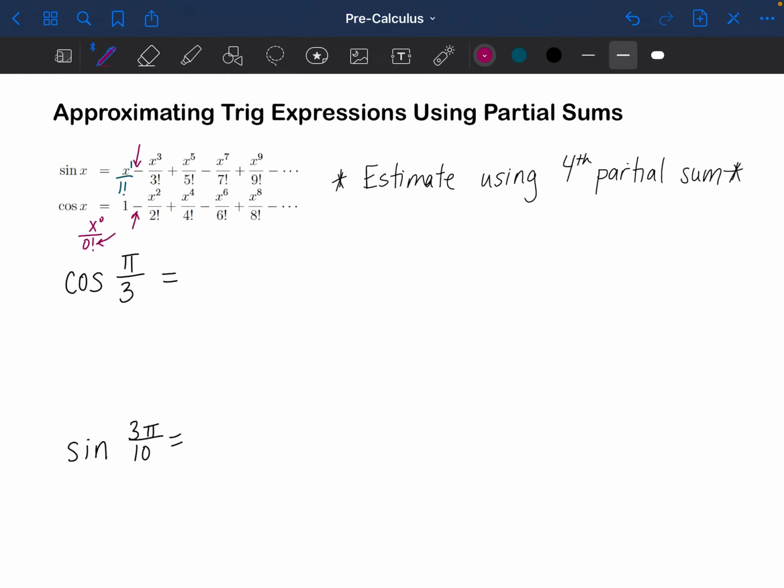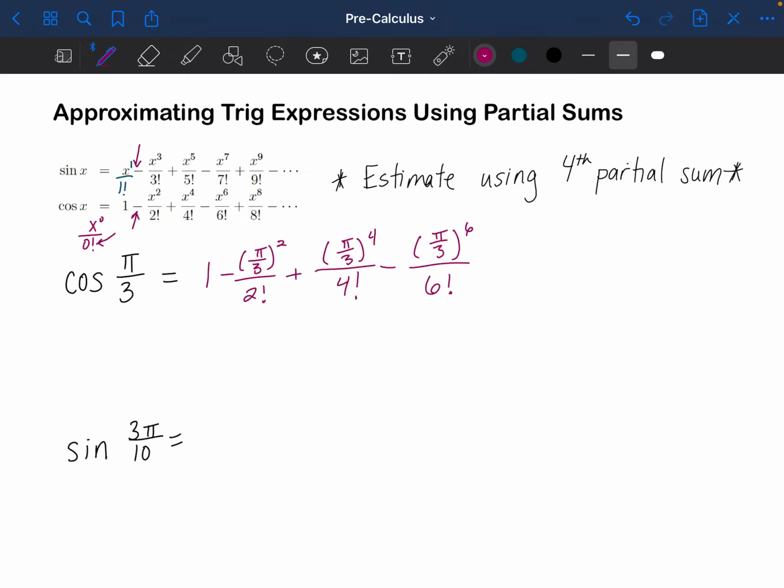So, starting with 1 minus x squared over 2 factorial. Well, x is pi over 3, so pi over 3 squared over 2 factorial. Switch to addition. Next even number, pi over 3 to the 4th over 4 factorial. Switch the sign. Pi over 3 to the 6th over 6 factorial. And that's 1, 2, 3, 4 terms.